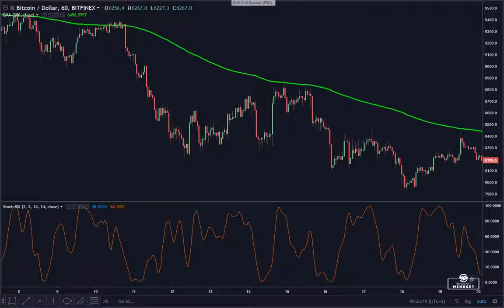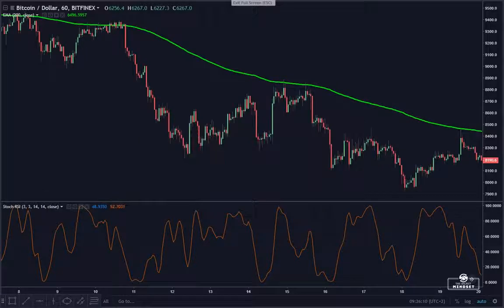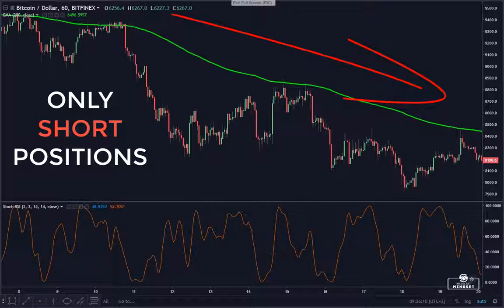So, we never take counter trend entries when trading the stochastic RSI divergences. We just stick with the main trend on the market. In this example, as we are in a clear downtrend, we only look for divergences that allow us to short the market.